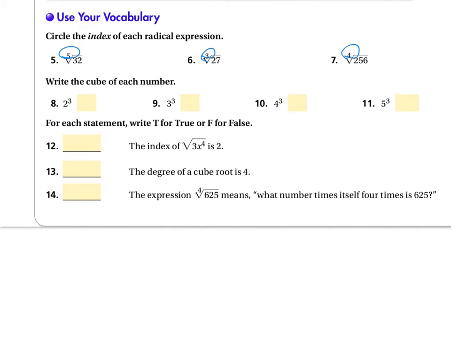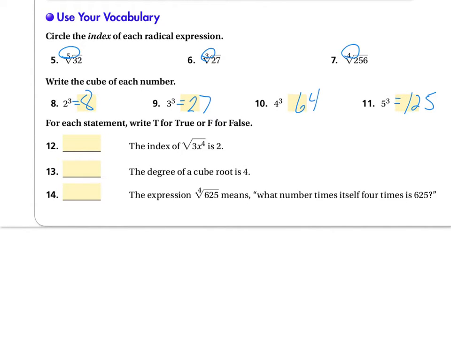And now we're going to write the cube of each number. 2 cubed is 2 times 2 times 2, which is 8. 3 cubed is 3 times 3 times 3, which is 27. 4 cubed is 4 times 4, which is 16, times 4, which is 64. And 5 cubed is 5 times 5, which is 25, times 5, which is 125.